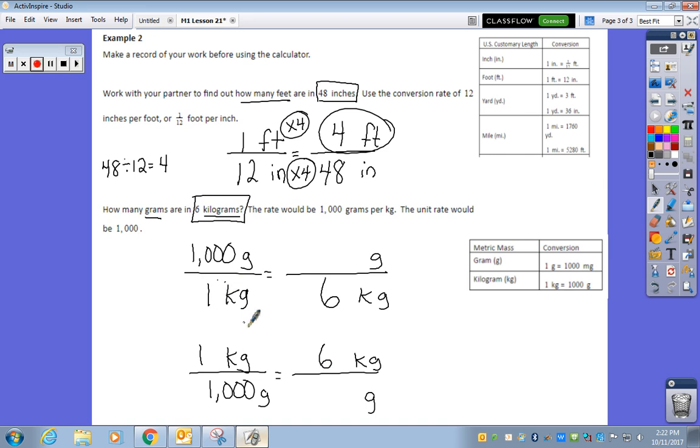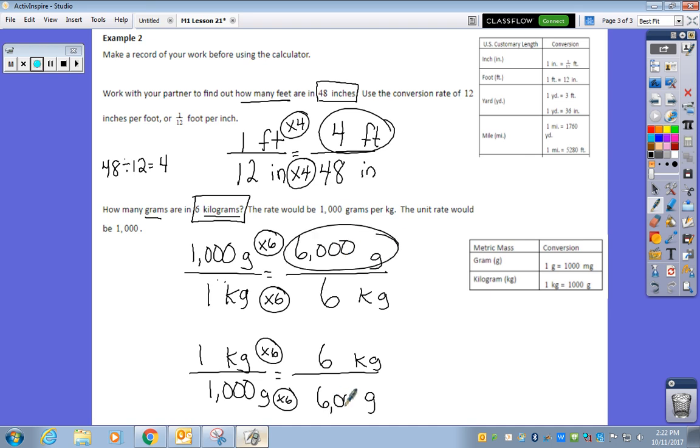To get from 1 to 6, I multiply by 6, which means that I'm going to do the same thing to the 1,000 to find the number of grams. So it would give me 6,000 grams for my answer. Again, it doesn't matter which one's in your numerator and which one's in your denominator, as long as in your equal fraction, your units are lining up.